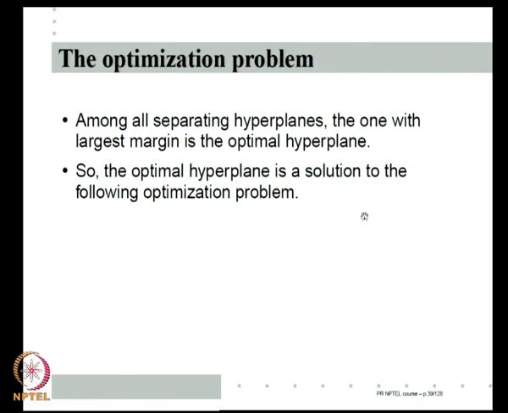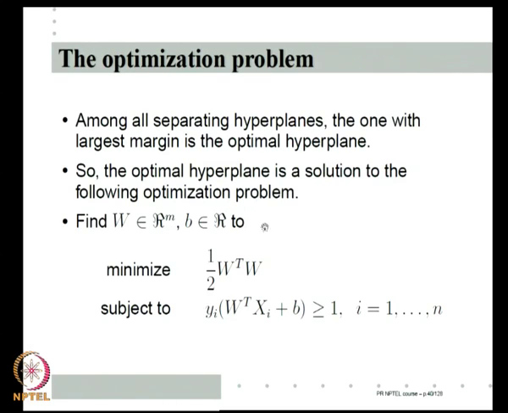So, we can now write this as an optimization problem. As we have seen, we want a separating hyperplane that has maximum margin, or least W transpose W. So, finding an optimal hyperplane is the same as finding a W and b, W belonging to R m and b belonging to R, to minimize W transpose W, subject to the constraint that this W and b form a separating hyperplane. For them to form a separating hyperplane, they have to satisfy y i into W transpose x i plus b greater than or equal to 1. i is the index of the example, so i goes from 1 to n.